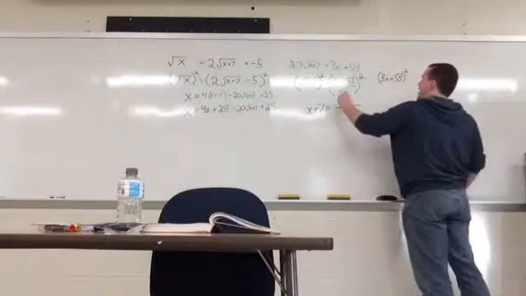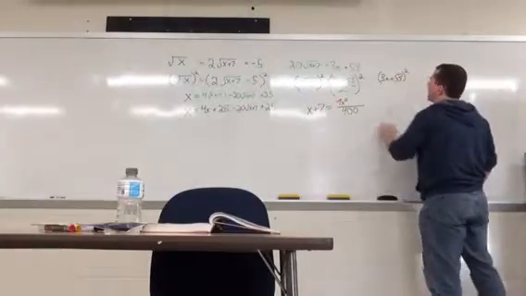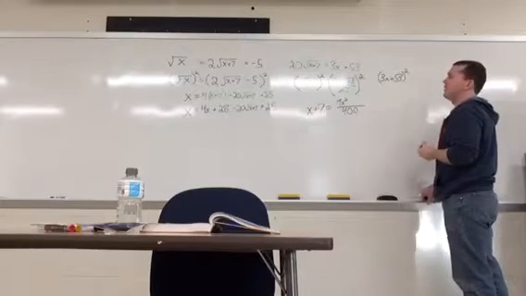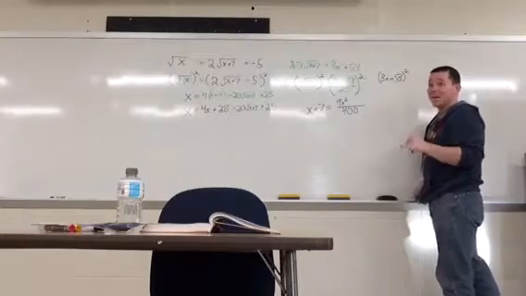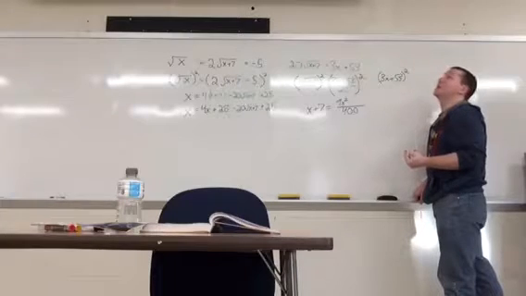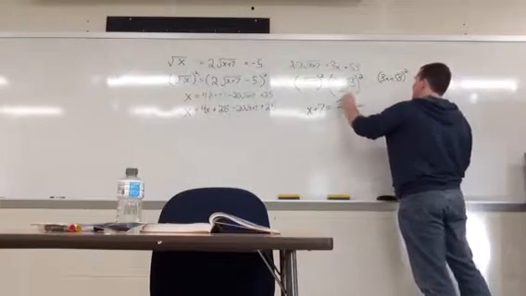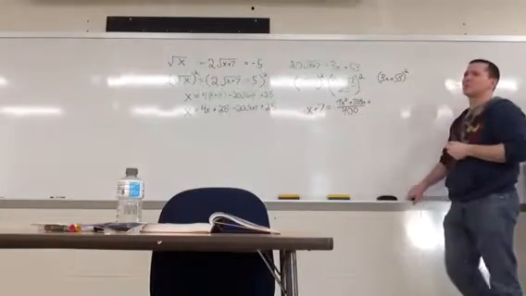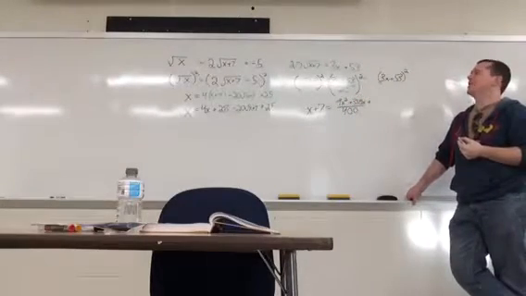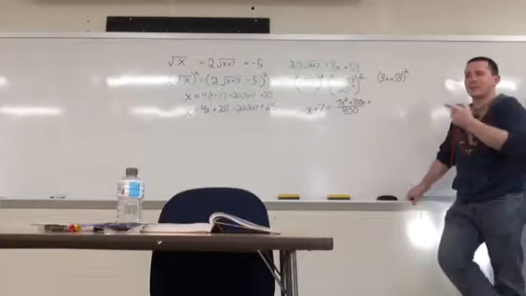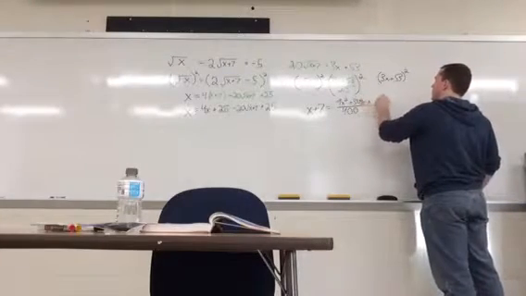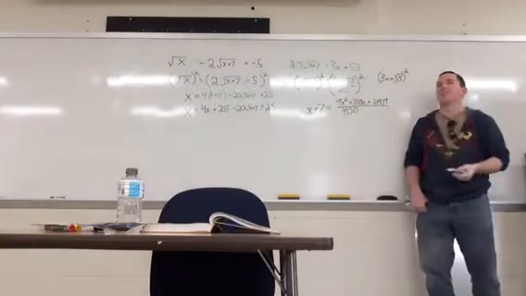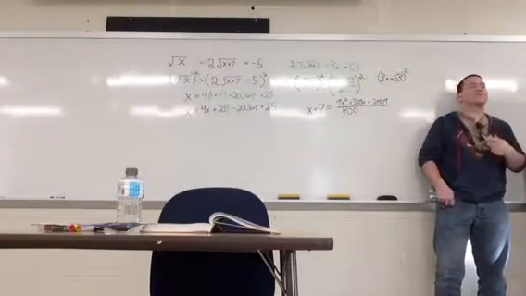If you FOIL it out, 3x times 3x is 9x squared. 3x times 53 is 159x. And then you would double that, because you would do it twice, and you would get 318x plus 53 squared, which is 2,809, I think. We have a calculator? 2,809. There we go. And now just solve that out.